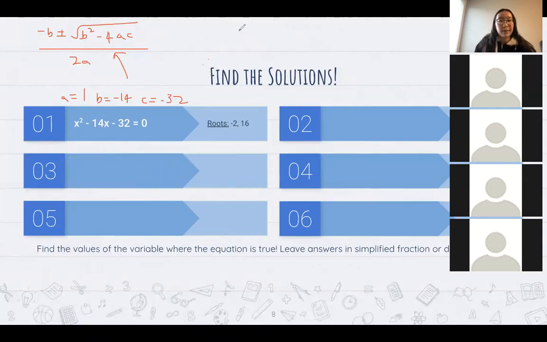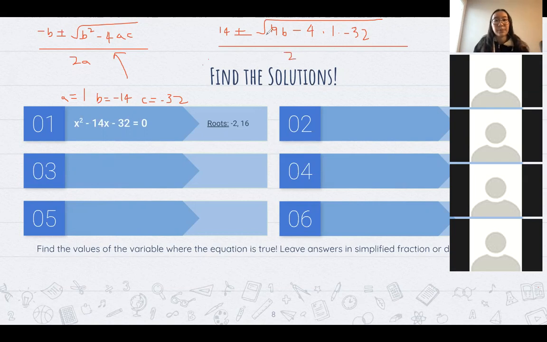So let's see, b is -14, so -b is going to be 14. Remember, plug everything in one by one. Then under the square root, we have b squared minus 4ac. So -14 squared is 196, minus 4ac, so 4 times 1 times -32, because those are the values for a and c. Then everything over 2a. So a equals 1, so 2a is going to be 2. Now I have to do the math, and you have to be very careful not to mess up the negatives.